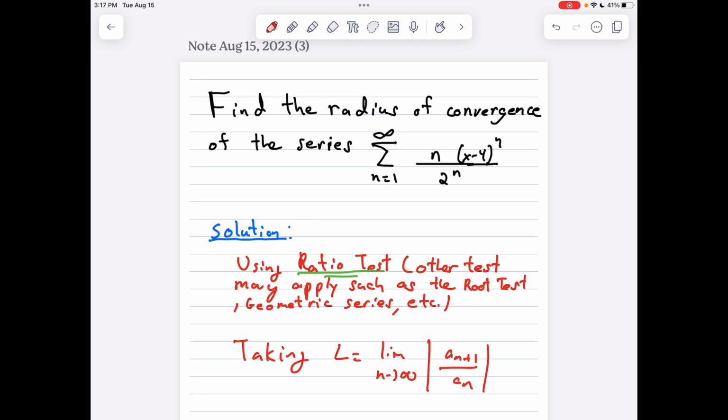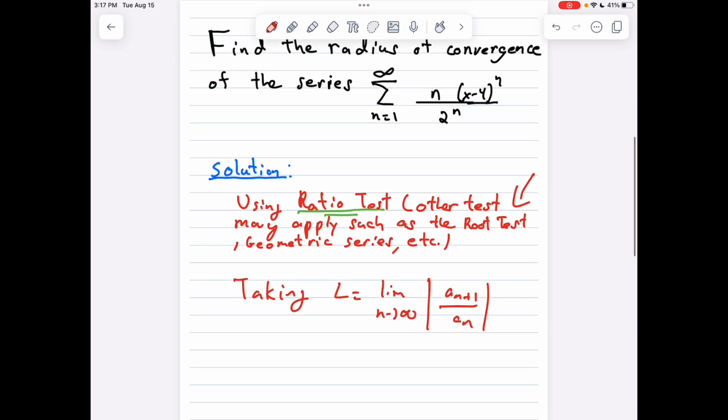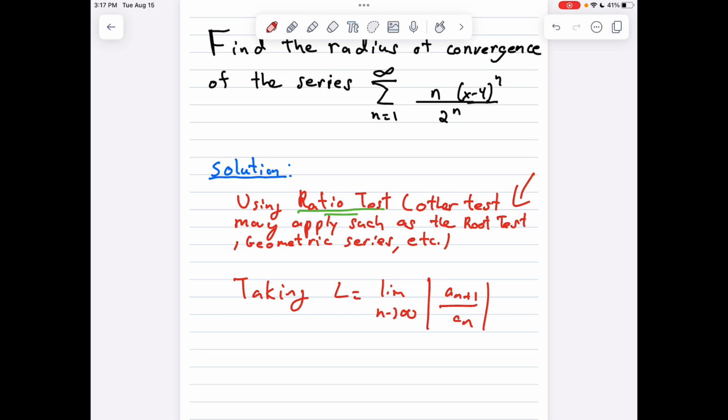I have written here, other tests may apply, such as the root test, geometric series, etc. It just depends what's given and what's the form. In this case, I'm going to use the ratio test, but just keep in mind that you can use other tests. Just look at the series that you have and see if it fits the hypothesis of each of these tests, and also if you'd get an easy answer after any computations here.